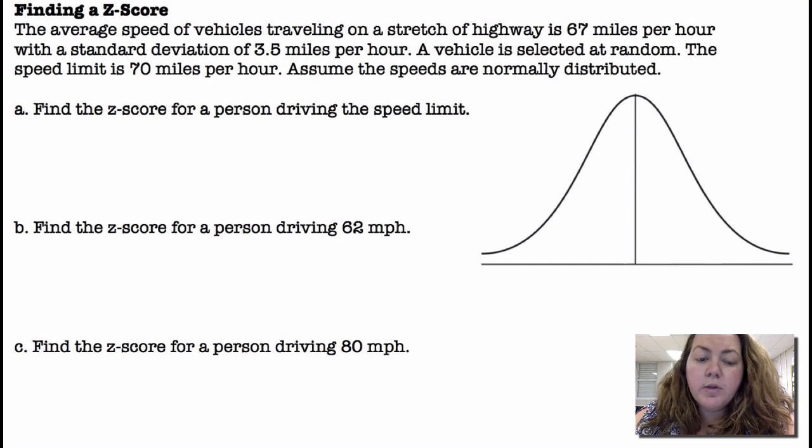All right, finding a z-score. The average speed of vehicles traveling on a stretch of highway is 67 miles per hour, with a standard deviation of 3.5 miles per hour. A vehicle is selected at random. The speed limit is 70 miles per hour. Assume the speeds are normally distributed.